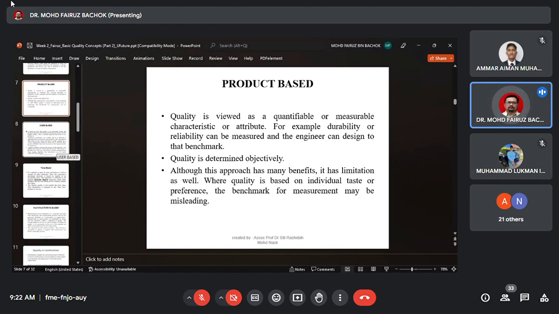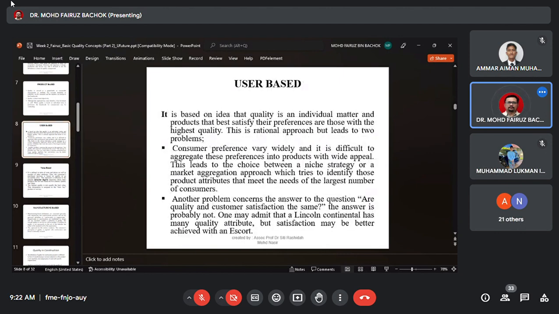Okay, the next one is the user base. This one is based on the idea that quality is an individual matter, and the product that best respects their preference is the one with the highest quality. This selection may lead to problems. It is based on the idea that quality is an individual matter, but this one, user base, is 100% focused on the user.